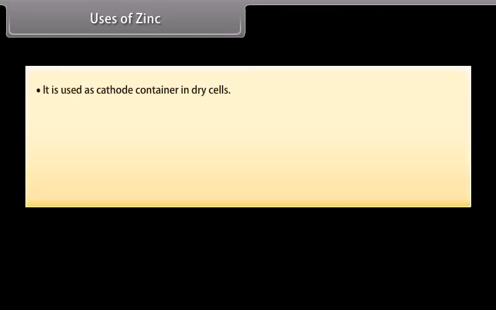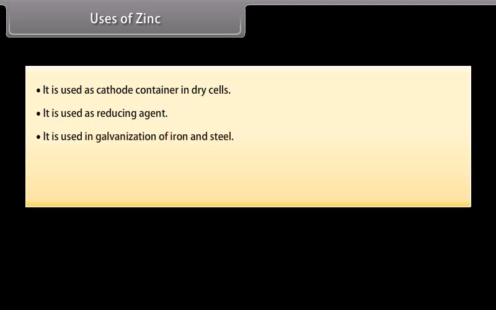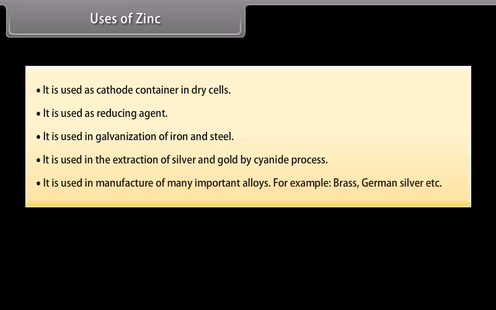Uses of zinc. It is used as cathode container in dry cells. It is used as reducing agent. It is used in galvanization of iron and steel. It is used in the extraction of silver and gold by cyanide process. It is used in manufacture of many important alloys, for example, brass, German silver, etc.